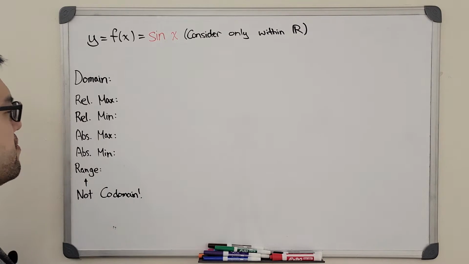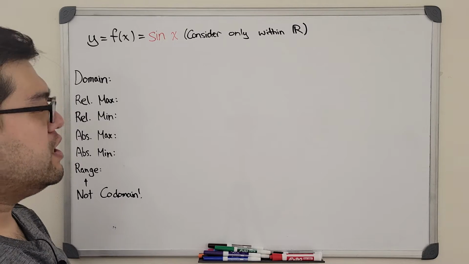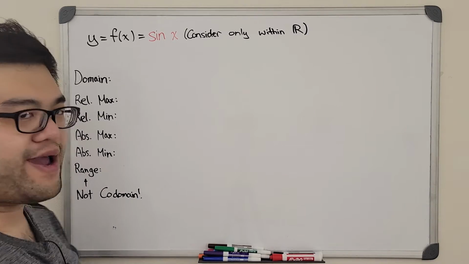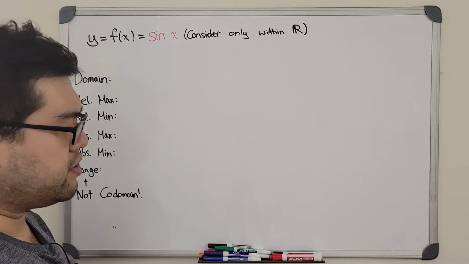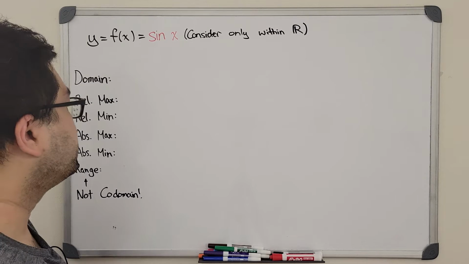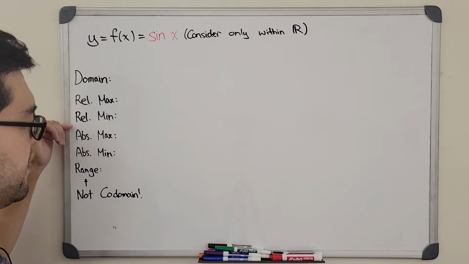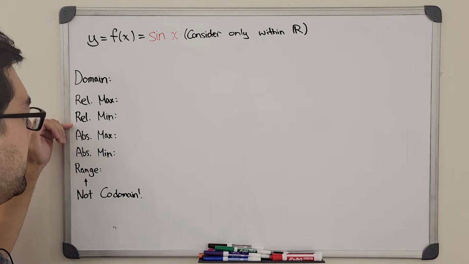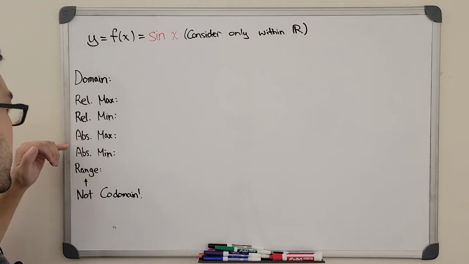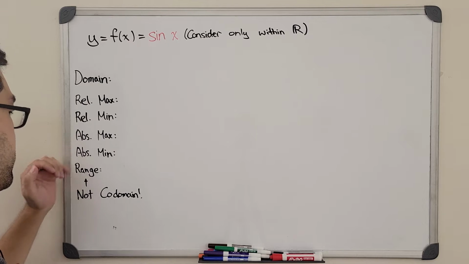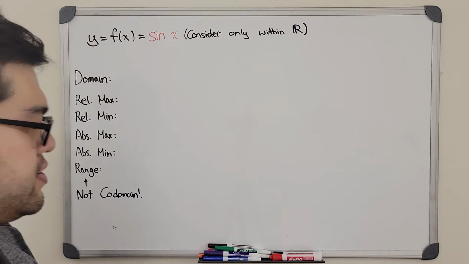So again, we're going to use the graph at the end to help us check our answers. We're going to use all the knowledge that we have learned in pre-calculus course to help us find the domain, the relative extrema, even though the term has not been mentioned until actually calculus 1 class, as well as the absolute extrema, and finally the range of this function y equals sine of x.